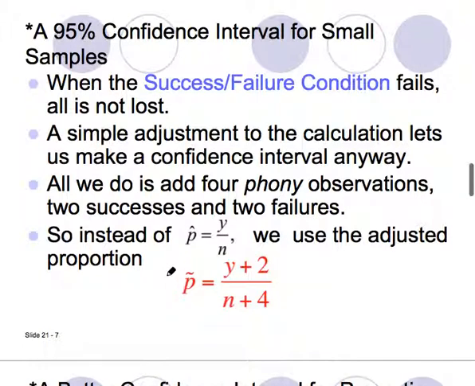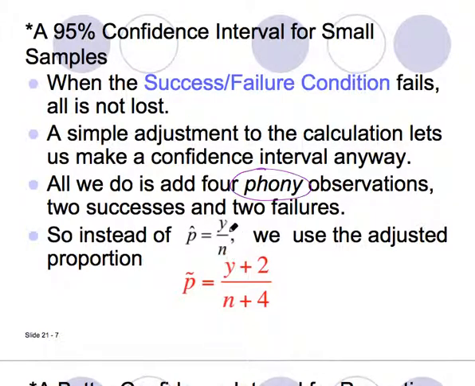So here's an extra piece of information that you may have wondered: what happens if the success or failure condition fails? If we're looking at very small samples, we're not going to have the successes being greater than 10 and the failures being greater than 10. So we make a very small adjustment to a calculation. We add some phony observations so that we can have an appropriate p-value. So we add 2 successes and 2 failures.